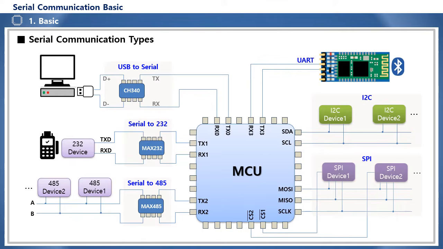Let's take a look at the types of serial communication methods in embedded systems. In addition to the internal computation core, the MCU has several UART ports, standard serial communication ports such as I2C and SPI for communication with external devices.